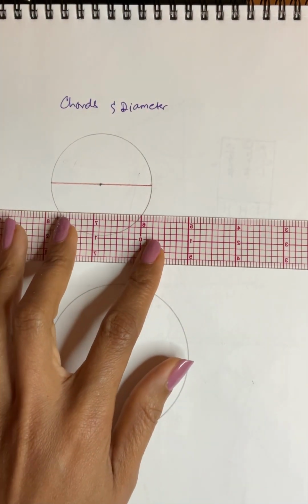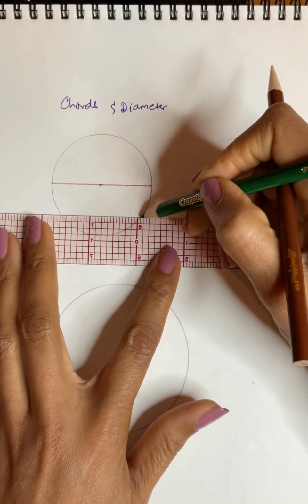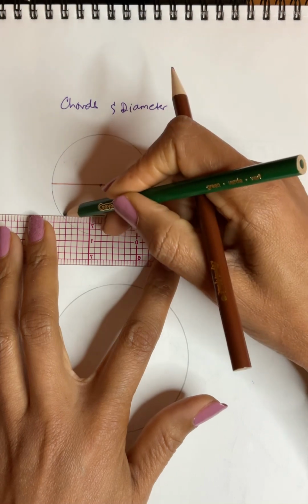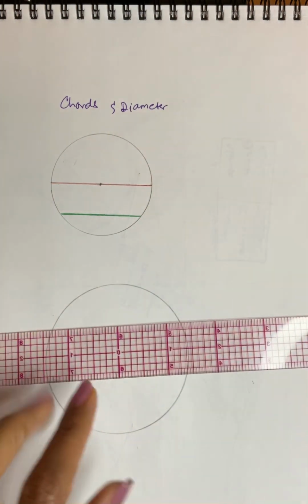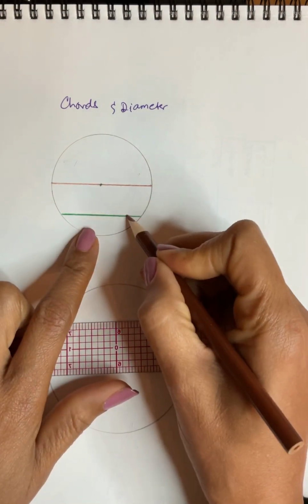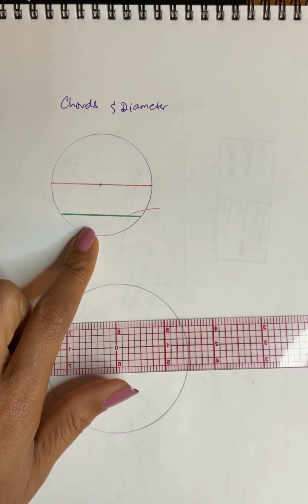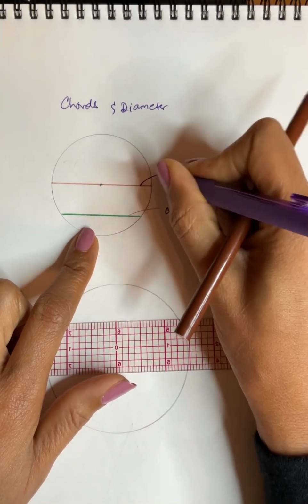A chord also goes from one end of the circle to the other end, but it does not pass through the center. So that's the difference between the chord and the diameter. So this is a chord, and the one above is a diameter.